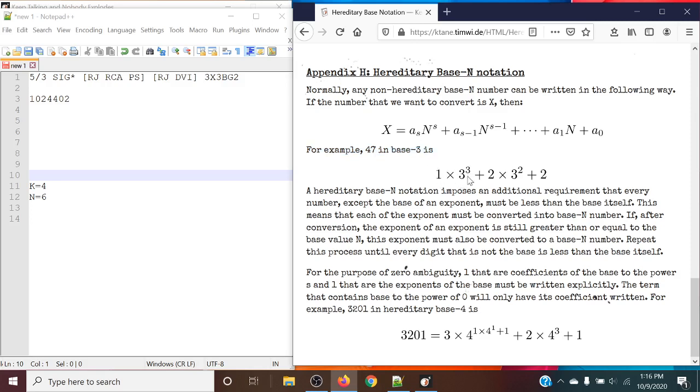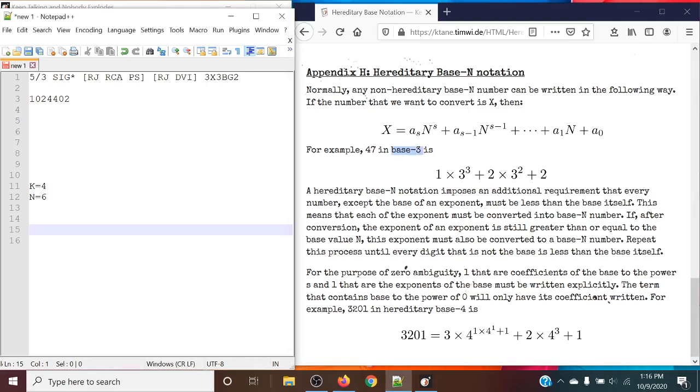1 times 3 to the power of 3 plus 2 times 3 to the power of 2 plus 2. And the way how this works is your base 3 powers would be equal to: 3 to the power of 3 would be 27, 3 to the power of 2 would be 9, 3 to the power of 1 would be 3, and 3 to the power of nothing is a constant, so 1.